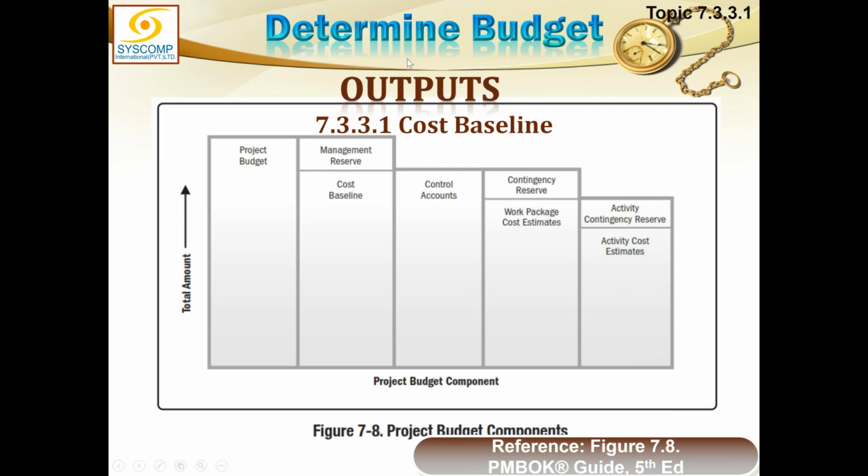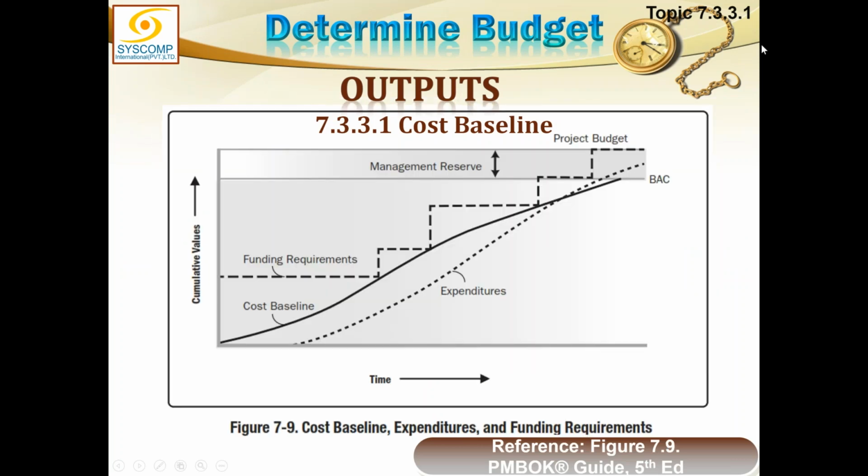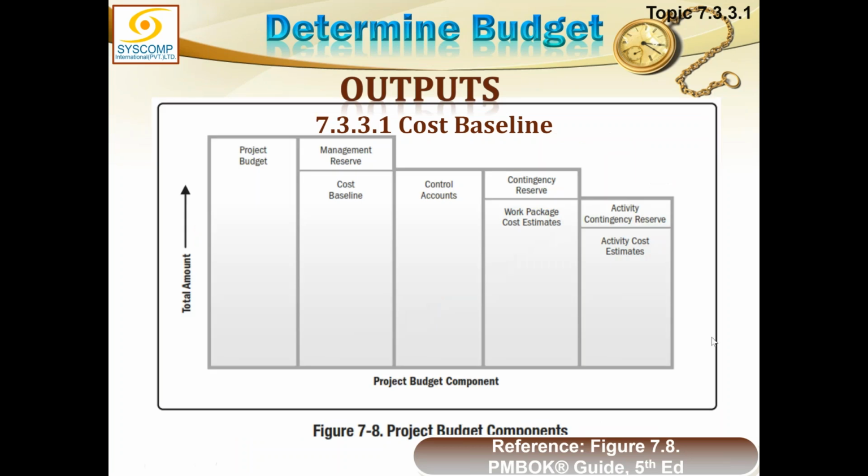If you can see this diagram, this will explain a lot of things. Yes, I hope you can see that. So if I start from the bottom, rightmost side, every activity has been estimated. We also have kept some reserve for every activity according to the need of that activity.